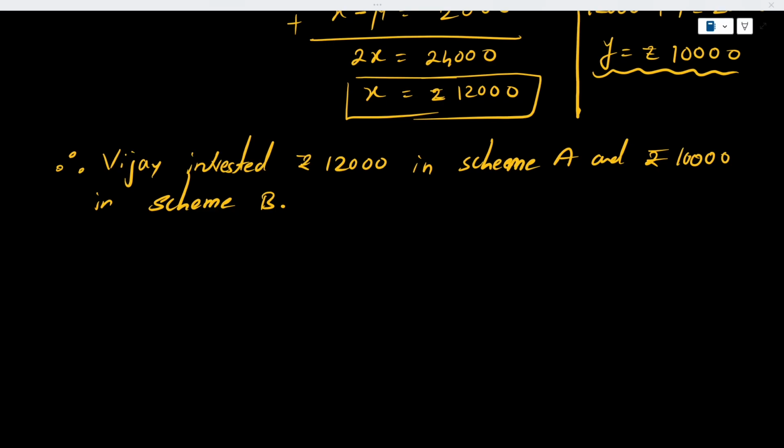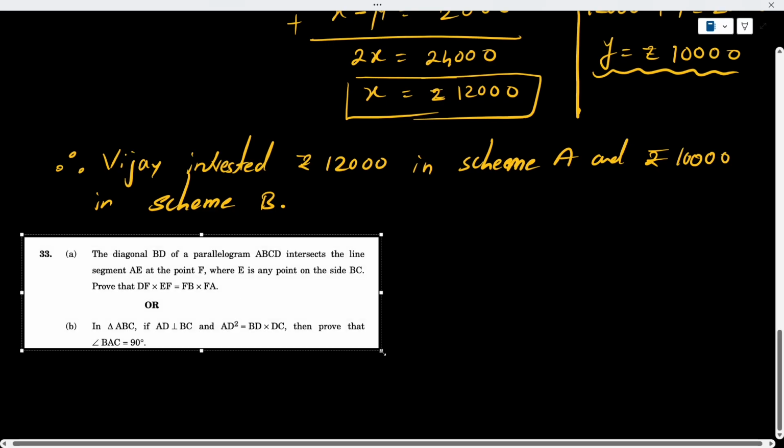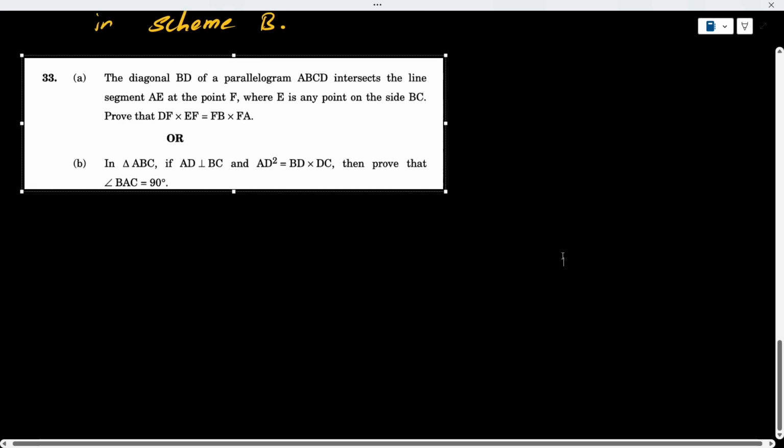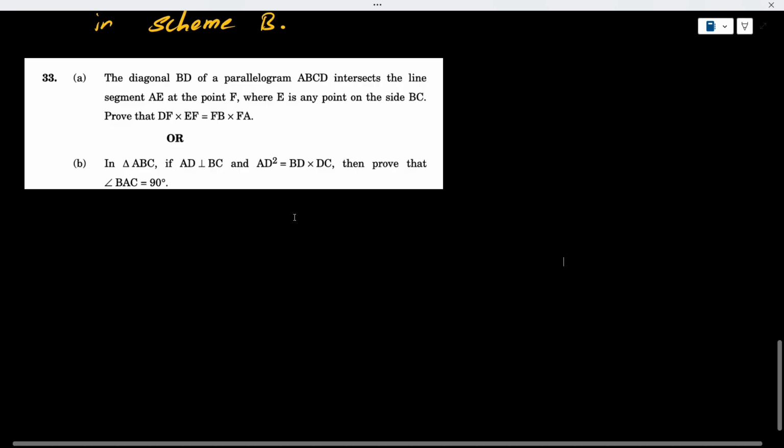Let us go for the next question, number 33, which is based on triangles, which is a 5 marker question with internal choice, right? What is given here? The diagonal BD of a parallelogram ABCD intersects the line segment AE at the point F, where E is any point on BC. Prove that DF times EF is equal to FB times FA. How are you going to do it here? The figure is not given. So that means there will be weightage for drawing the figure also.